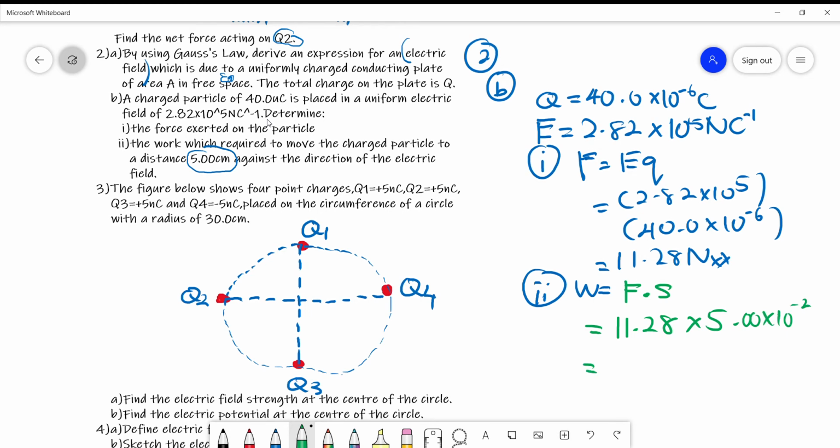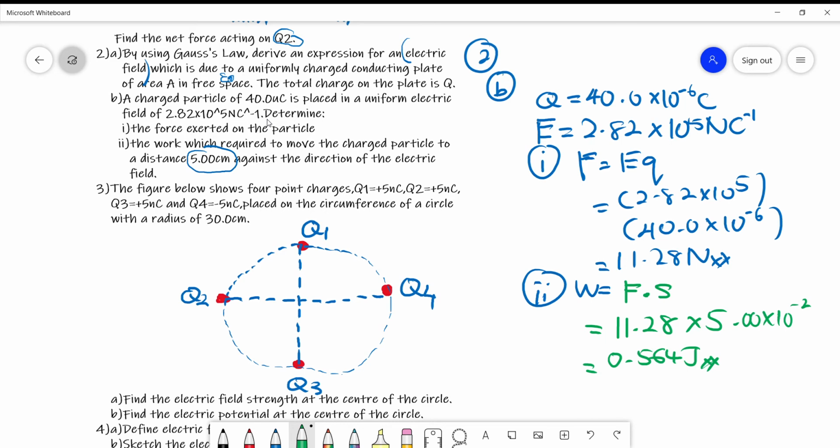Times 10 to the power of -2. So what I get is 0.564 joule. So this is how we find the work done. The formula that we need to apply is the basic formula for work done.